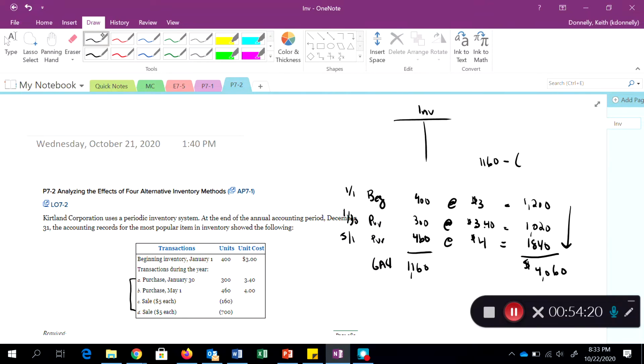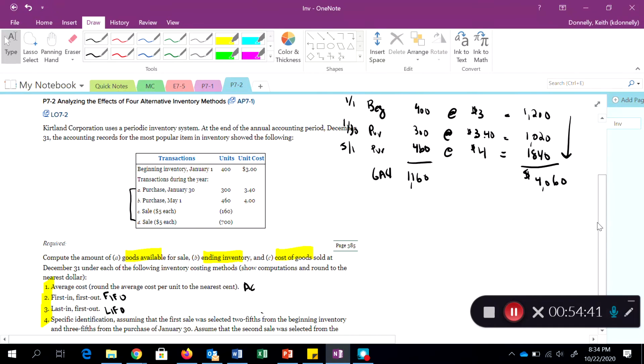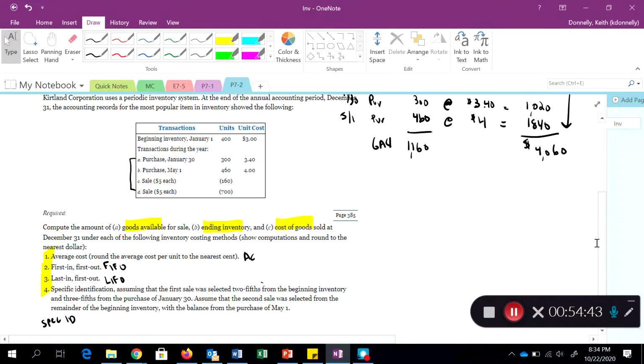Let's back up here for a second. This is not the best way of explaining it. The idea here is our ending inventory is going to be 300 units. We'll figure out how we got that in a minute here. Let's start with FIFO, because we know that's the easiest.